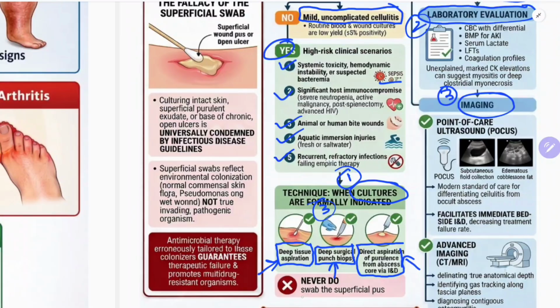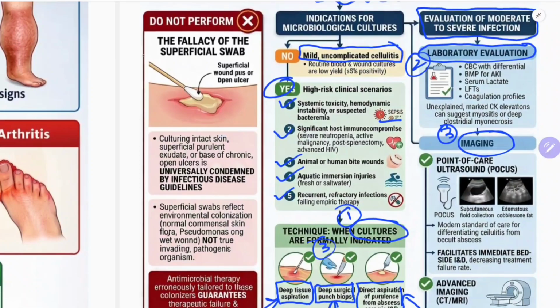What not to do? Don't swab the superficial pus. So this is a pitfall. Do not commit the fallacy of the superficial swab. Superficial wound or pus or open ulcer should not be swabbed. Culturing intact skin, superficial purulent exudate or the base of chronic open ulcers is universally condemned by infectious disease guidelines. Superficial swabs reflect environmental colonization, normal commensal skin flora, Pseudomonas on a wet wound, not true invading pathogens. So if you take a superficial culture, it will be normal commensals.